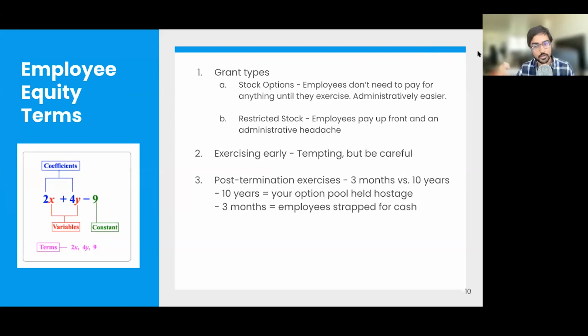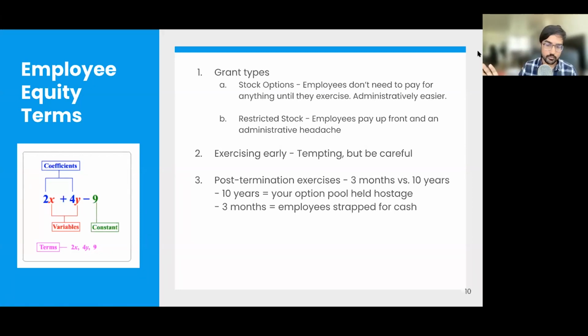That's why some people do the 10-year version, where you give employees 10 years to gather the cash they need. The downside is that if you do 10 years, you're basically holding your option pool hostage with these employees who don't work for you anymore. They're still part of the pool, they still get to hold options, but they're not working. They don't contribute to the success of the business anymore. So it's a bit unfair to everyone who's still at the company. And then 3 months, the point I mentioned earlier, employees strapped for cash, it leaves them in a really bad situation.